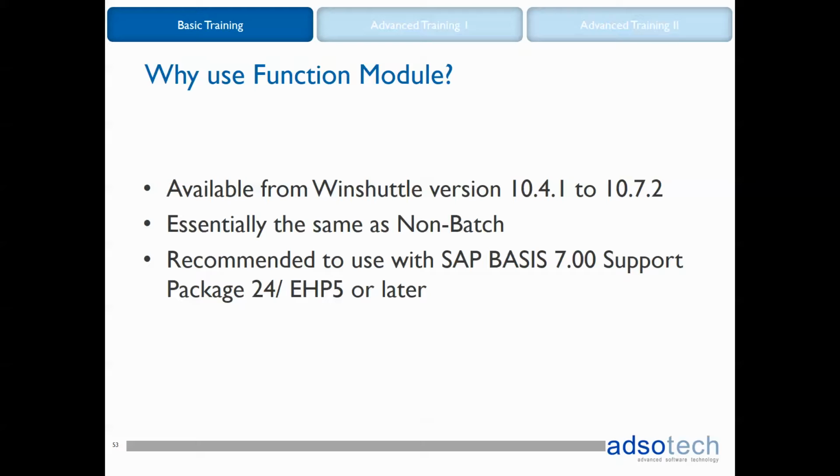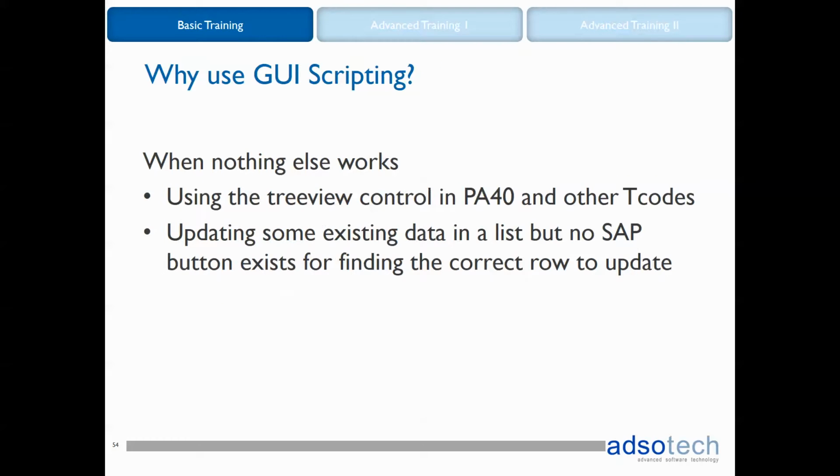If for some reason your Winshuttle version is lower than 10.4.1, then of course you don't see function module mode as an option. And as soon as you move to version 11 and onwards, you won't see it again either. From version 11 on, the function module and non-batch mode are one and the same again, as I mentioned before. So don't worry about your SAP basis level at that point anymore. It's fine with whatever basis level.